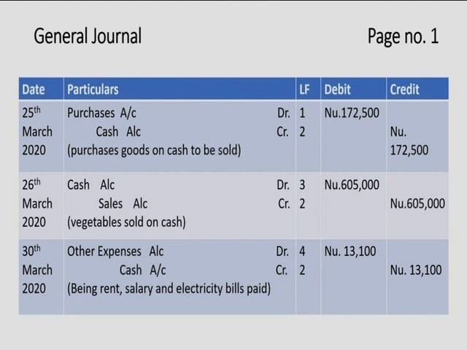If you look at the heading, it has LF. This is the ledger folio number, the number of the ledger folio page in which those purchases account, cash account, sales account and other expenses accounts are recorded. Now let's see how these journal entries are being transferred or posted into ledger accounts.